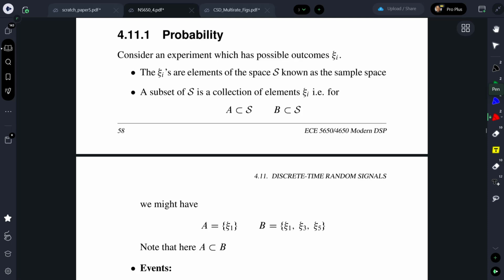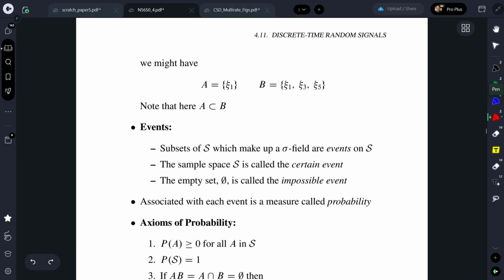Another part of the review here is that if we look at a subset of the sample space, that could be A or B, and then A or B could be composed of elementary outcomes from the sample space. Fundamentally it's a set, though. A might correspond to just the single element chi 1, and then B could be 1, 3, and 5. In this particular case, A is a subset of B.